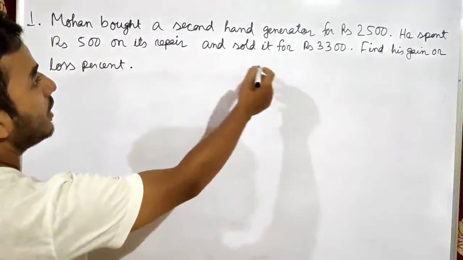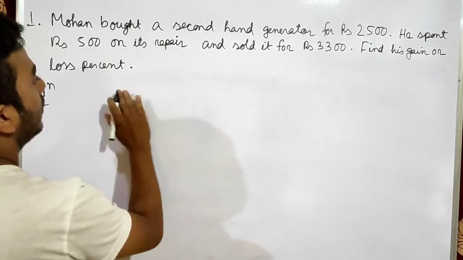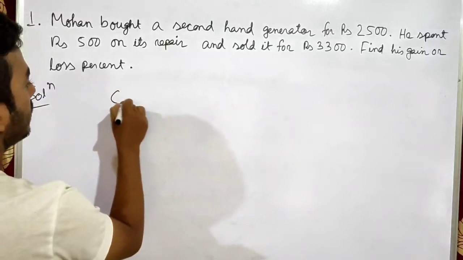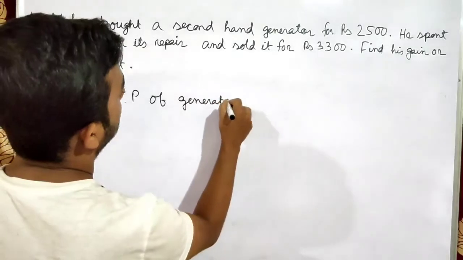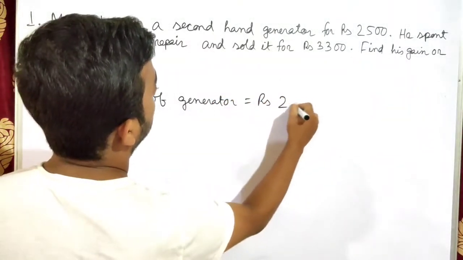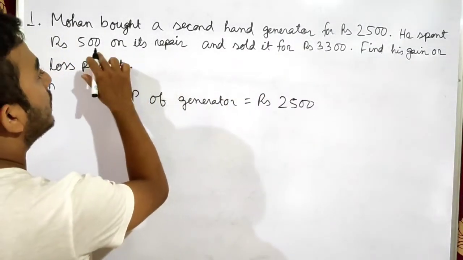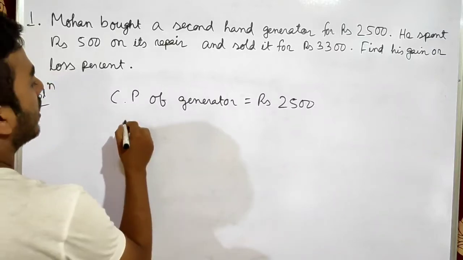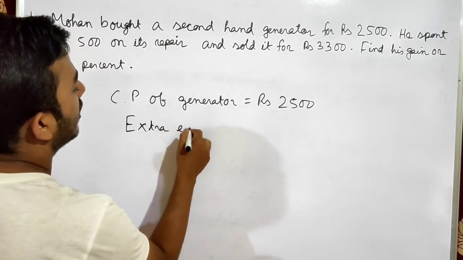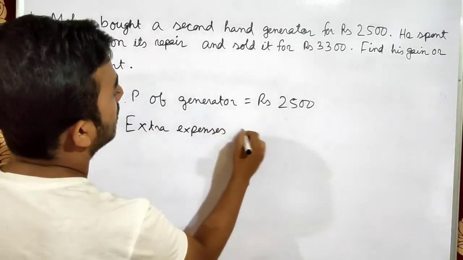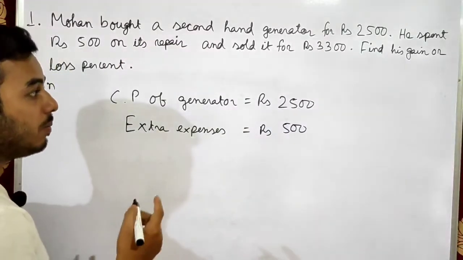Here Mohan bought a generator for rupees 2500, therefore we will write CP of generator equals rupees 2500. Now he spent rupees 500 on its repair, isn't it? So this is extra expense. Extra expenses equals rupees 500. Okay, extra expenses. So what will the effective cost price be?